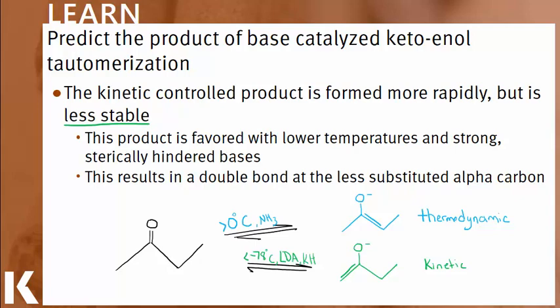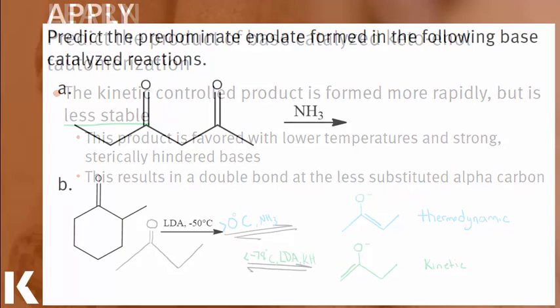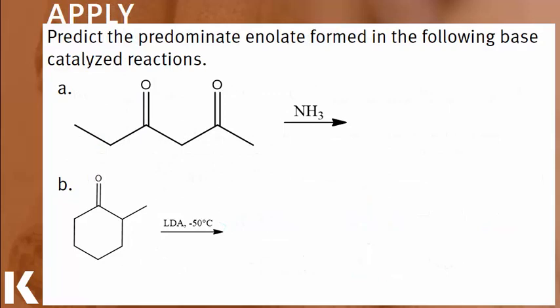Let's apply this information to a question. Given asymmetrical ketones with unequal hydrogens on the alpha carbon, we're asked to predict the enolate that is more likely to be formed. Remember that the thermodynamic product is formed at high temperatures and favored with small, weaker bases like ammonia, and the kinetic product is formed at low temperatures and favored with strong bases like LDA and KH.